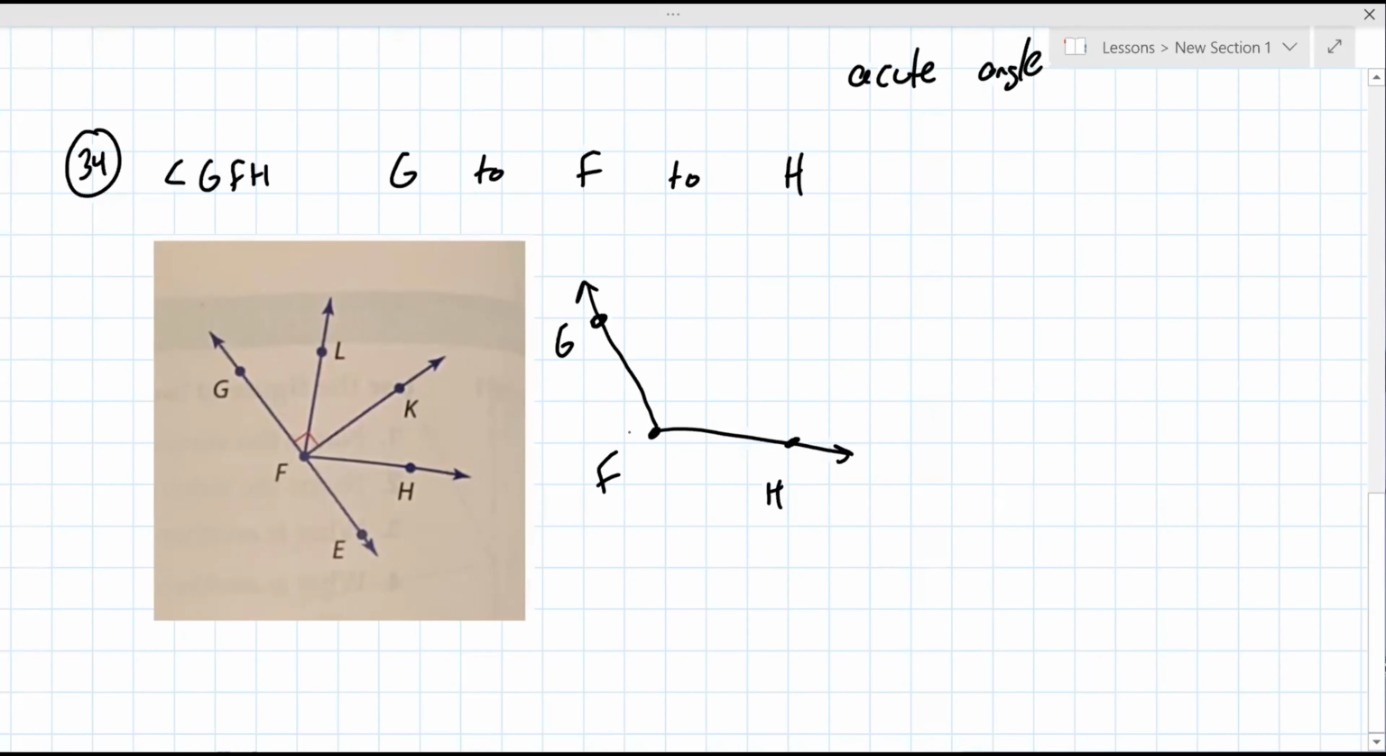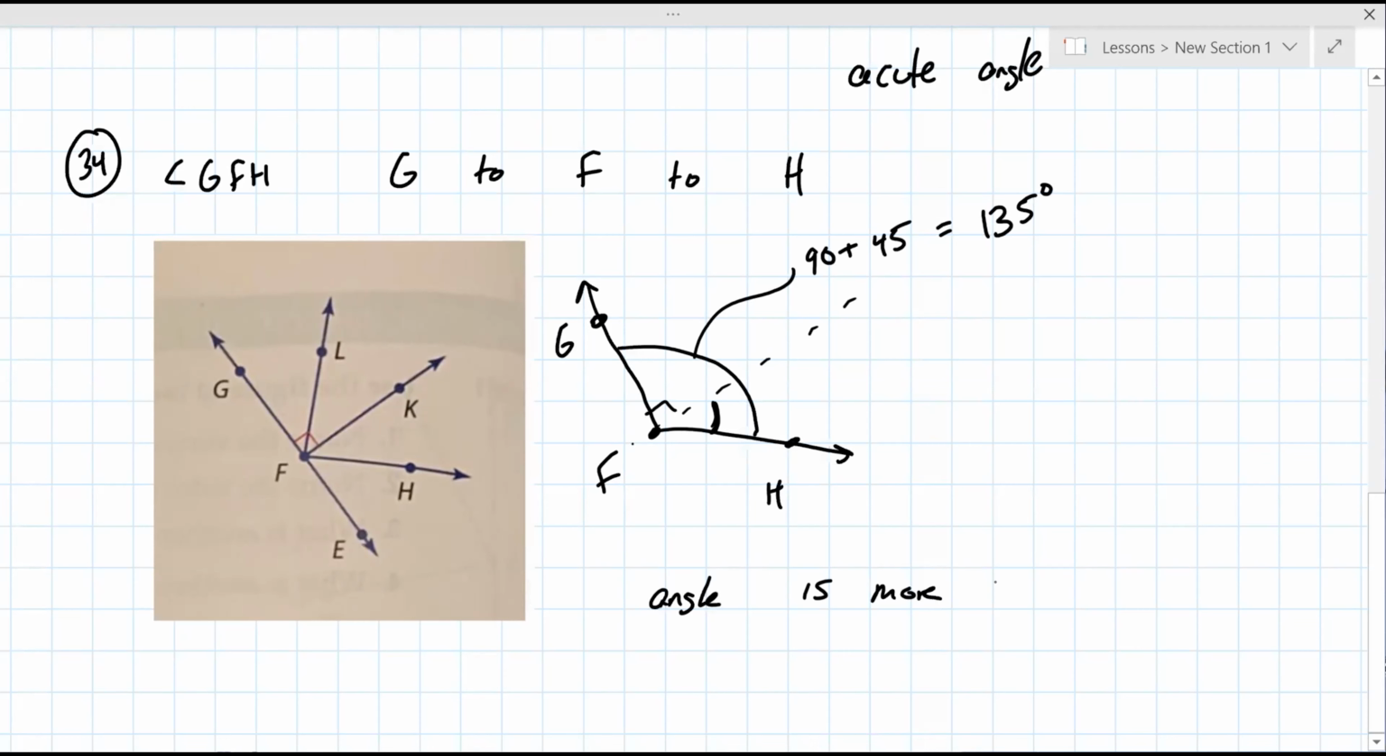So if I draw this line here where that K is, that's 90 degrees. This angle right here is a little more than 90 degrees. So the whole angle here is 90 plus some amount. We'll call it maybe 45 degrees, and that's a total of 135 degrees. So if the angle is more than 90, it's considered to be obtuse.